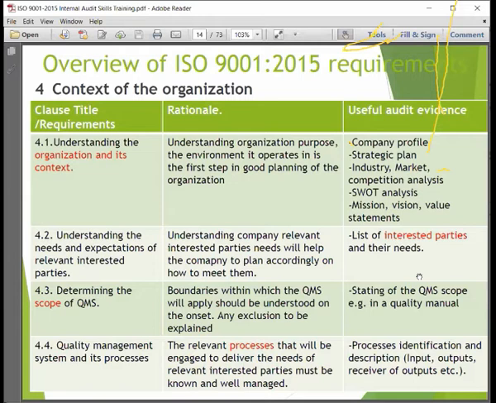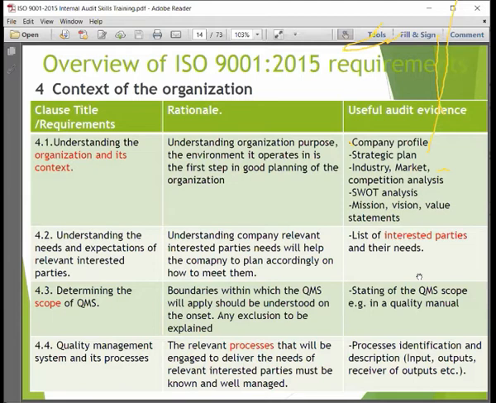Who are my interested parties? What are their needs and expectations? How do I meet them? But that is something that you'd want to see. If you are auditing an organization and they don't have such a thing, they don't have a list of the interested parties, they have not listed them, there could be an issue, unless they give you other evidence which will support it. But mainly what we see in many organizations is that they have that list of interested parties.